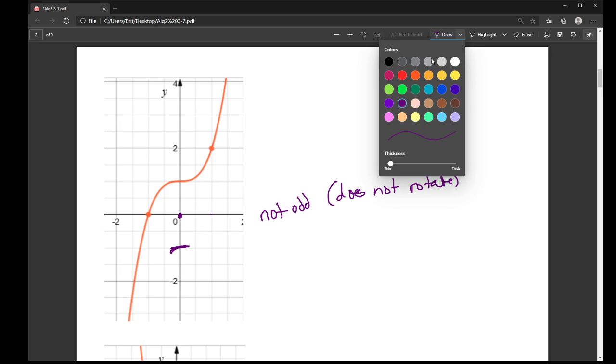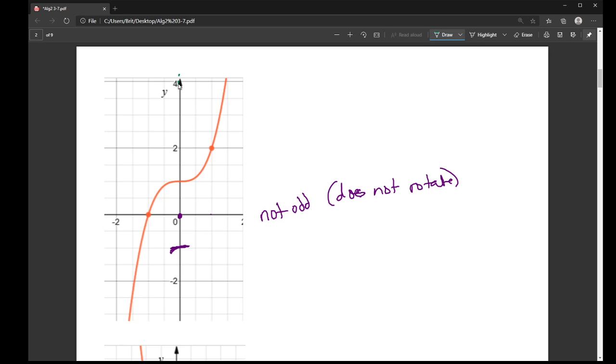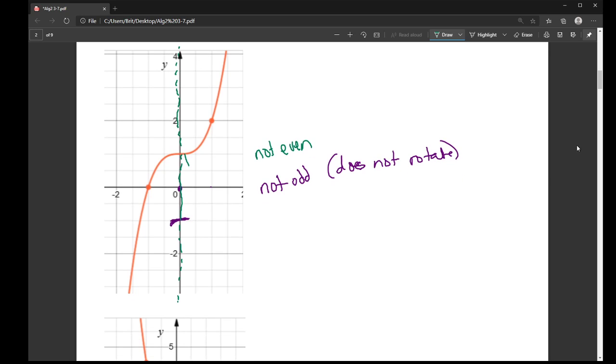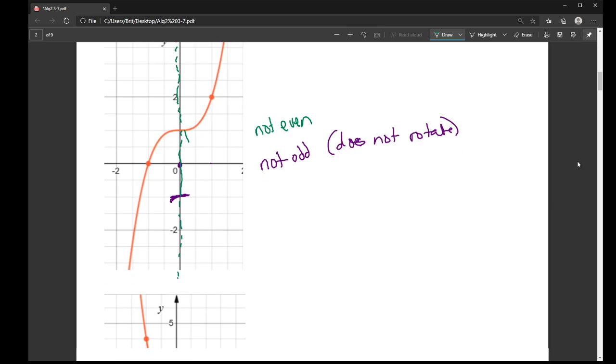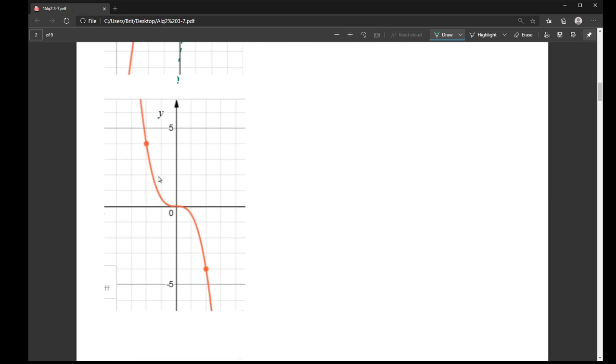And then I could check to see if it's even, right, by seeing if it reflects across this line here. But if I look at it, it's not even because if I fold it on that green line, it's not symmetric, right? So it is neither even nor odd. Now this one, again, it's clearly not even, right? Because if I fold it in half here, I'd get a shape like this. It's certainly not even.